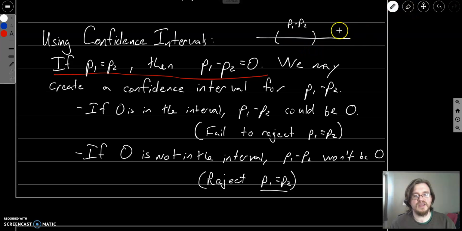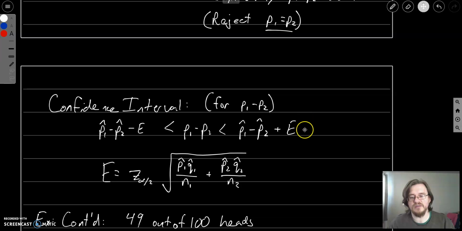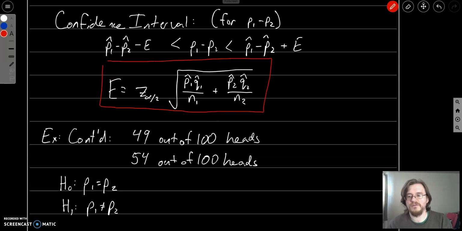The other situation is that 0 might be outside of this interval, maybe to the right or maybe to the left. If it's over here, then since we are confident that P1 minus P2 is not 0, what that would mean is that we're confident that P1 is not equal to P2, and we can reject our original hypothesis. So let's see this using our previous example. We will need a little bit more information. We've got our formula right here for the error in our confidence interval.